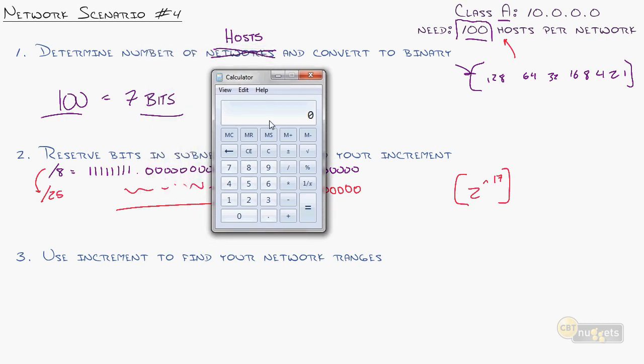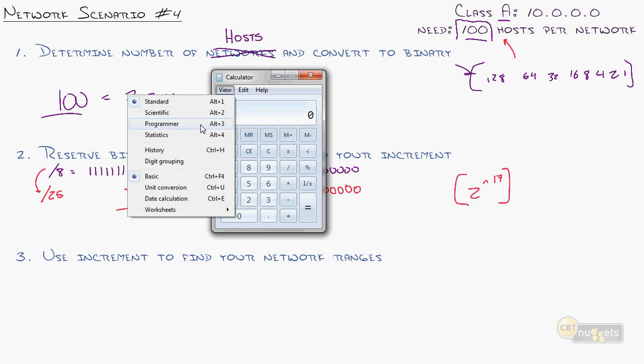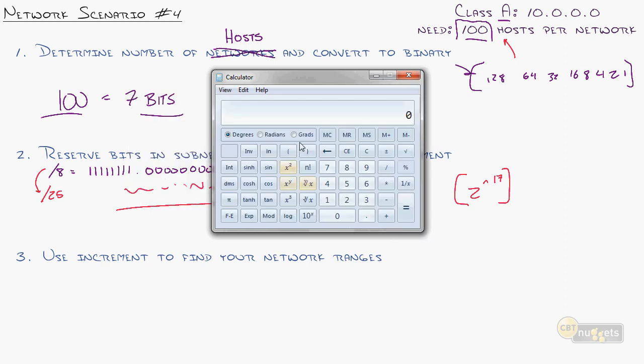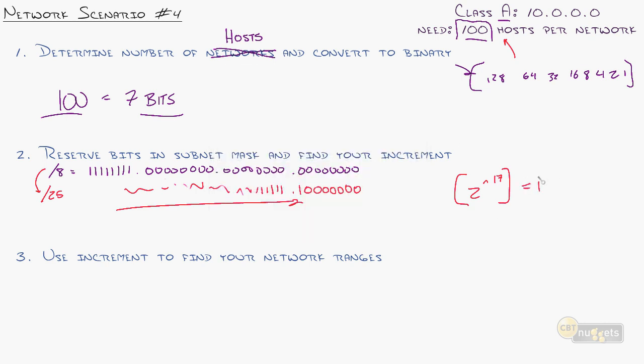What I would do if I got this is, let's go to scientific. Yeah, there we go. So we can actually do 2 to the power, that's x caret y, 17, equals 131,072 subnets. That's what this little scheme gives us. So we've got a lot of networks that we can grow into.